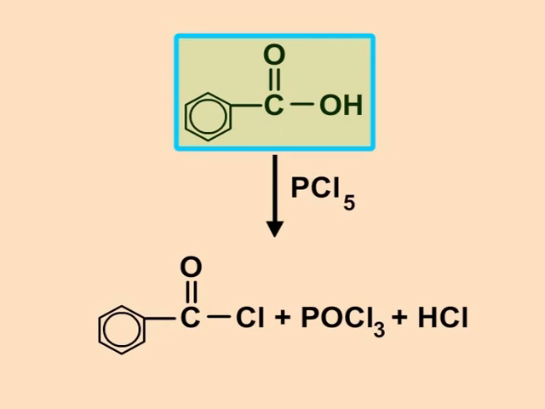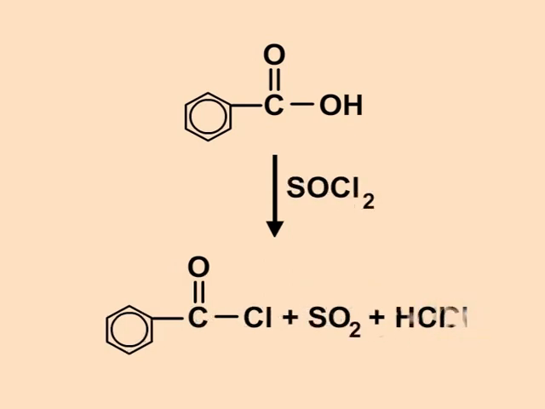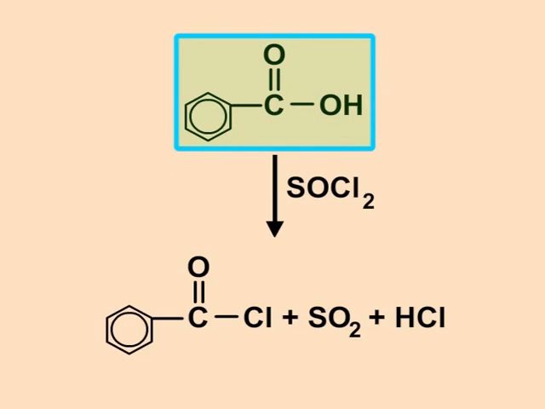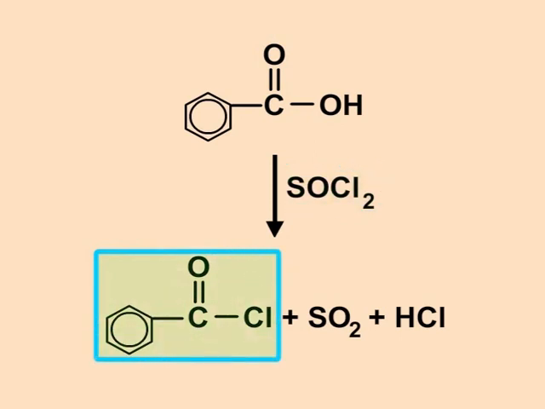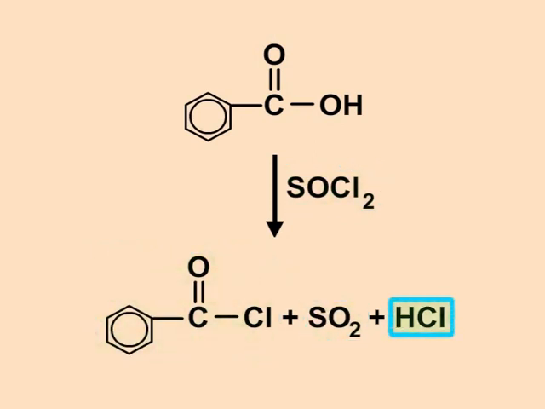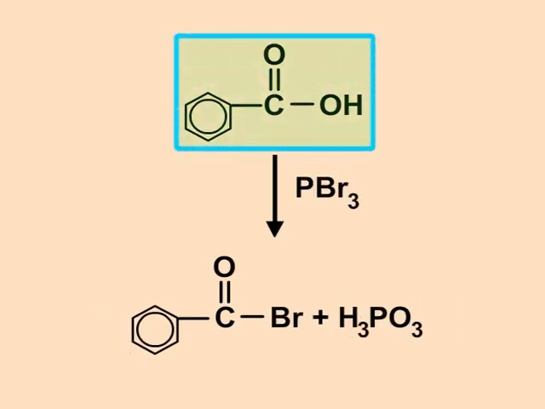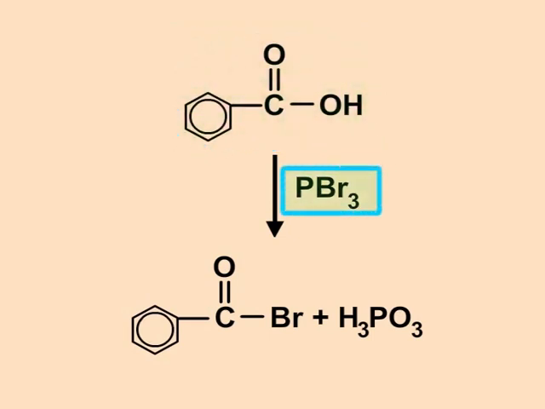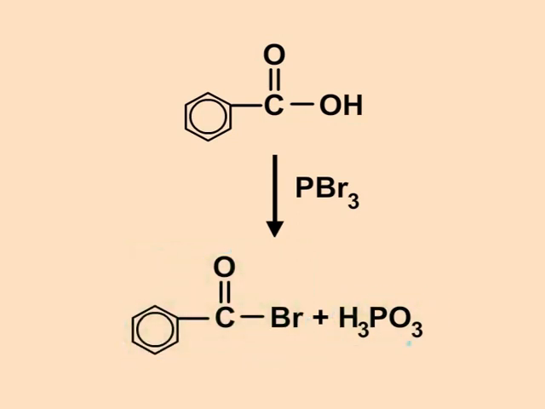Similarly, benzoic acid reacts with phosphorus pentachloride to form benzoyl chloride, phosphoryl chloride, and hydrochloric acid. Benzoic acid reacts with thionyl chloride to form benzoyl chloride, sulfur dioxide, and hydrochloric acid. Benzoic acid reacts with phosphorus tribromide to form benzoyl bromide and orthophosphorus acid.